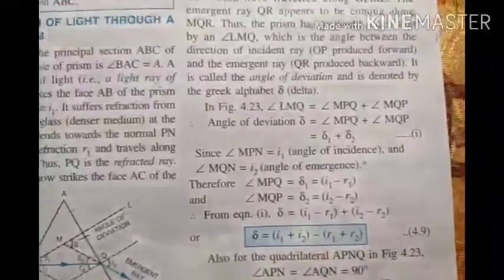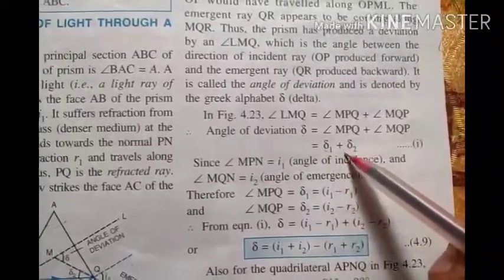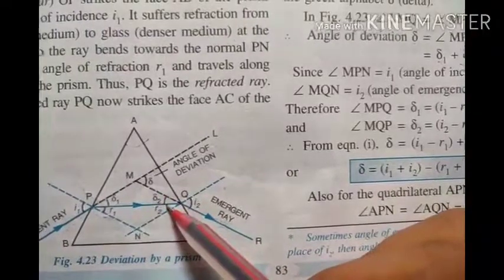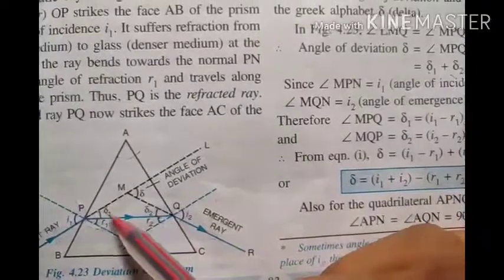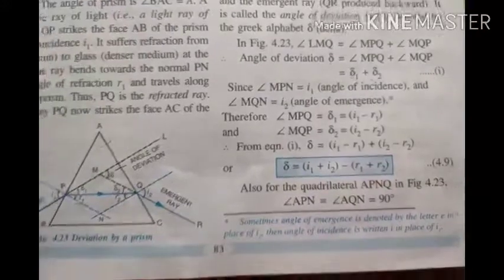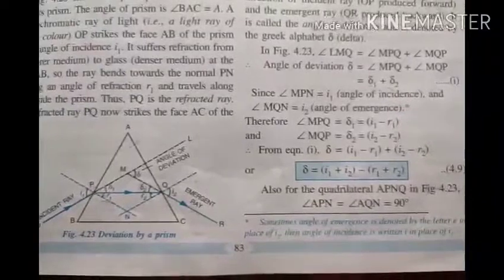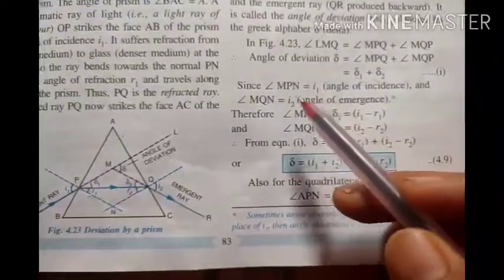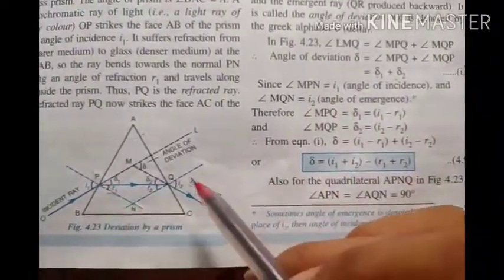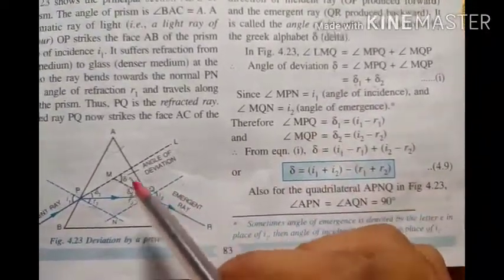So we can write LMQ, delta, equals the sum of delta 1 plus delta 2. The angle of deviation is the sum of delta 1 plus delta 2, which is also true because the exterior angle is the sum of the opposite interior angles delta 1 and delta 2. This is equation 1. Now let's solve some mathematics. Here I1 and I2 are MPN and QN, as in the figure.